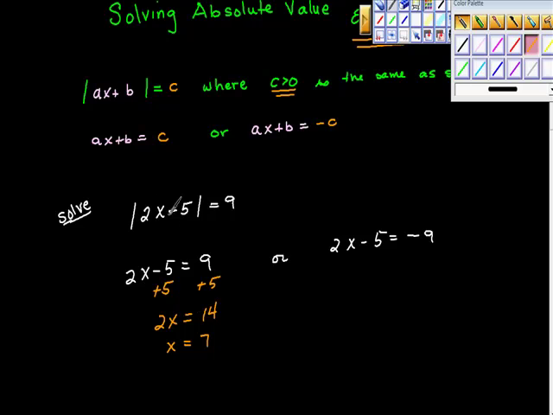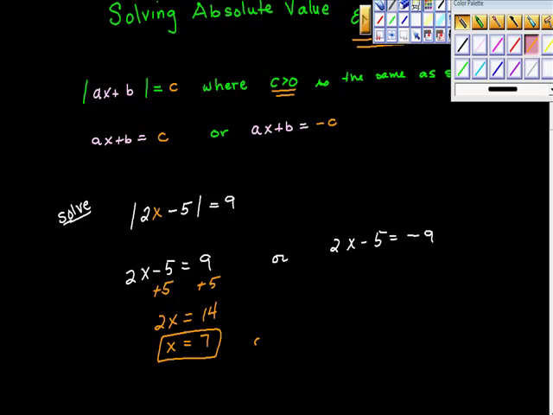Right? Let's try that. x is equal to 7. So take out the x and put in 7. 2 times 7 is 14. 14 minus 5 is 9. Absolute value of 9 is 9, isn't it? Okay? So that's one solution. So let me put our problem back the way it was.